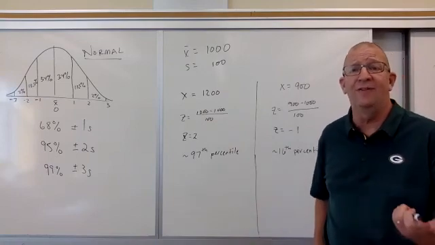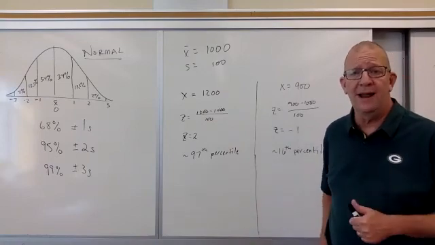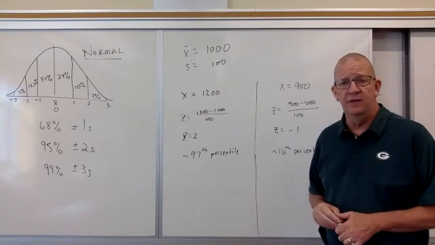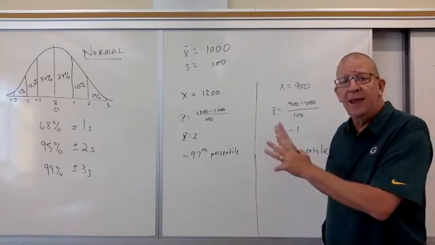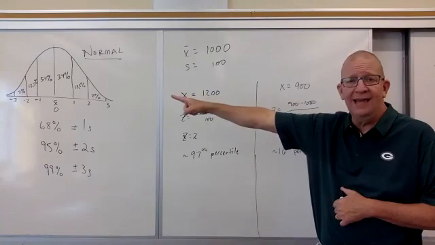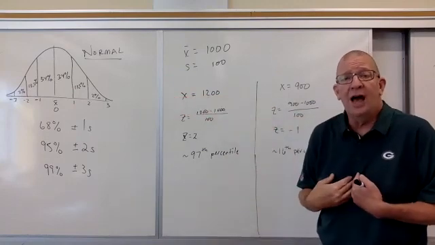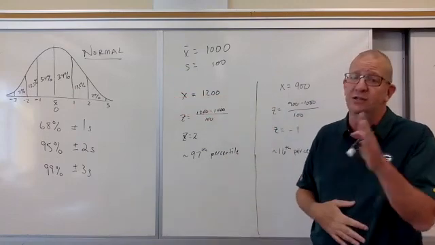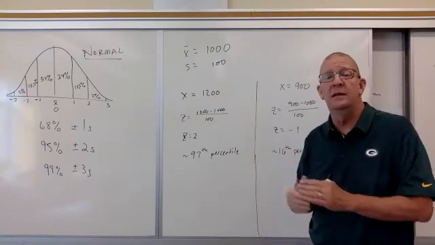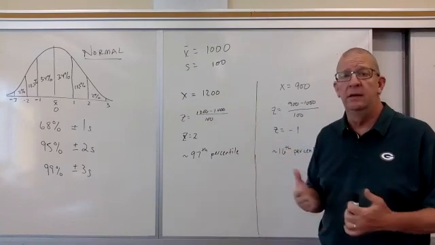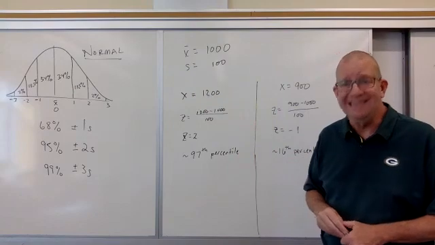Sure. What if you got an 1150? And we'll talk about how to do that in the future. But this is the basic idea. 100% of the data is under the curve. Our job is to find out what percent is either to the left or the right of the Z score.